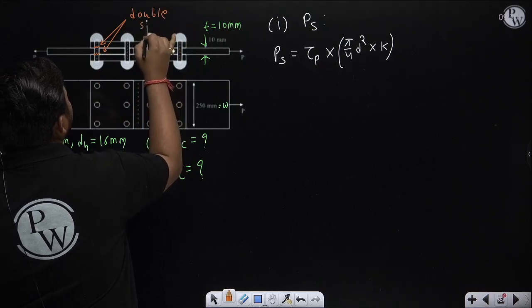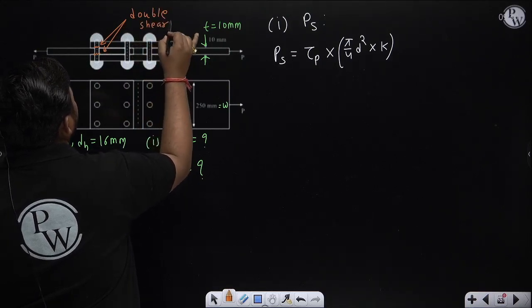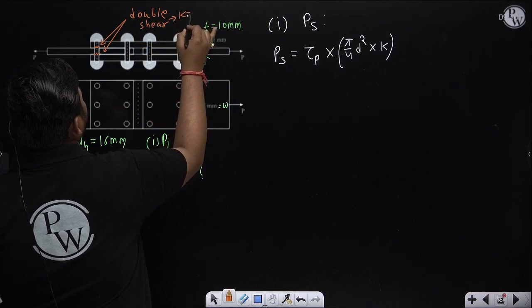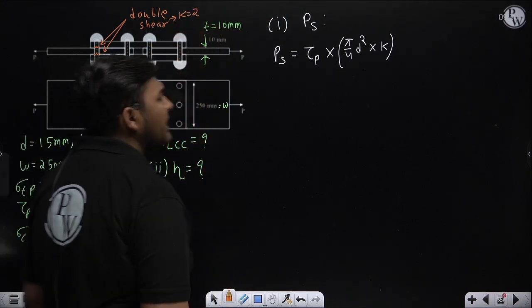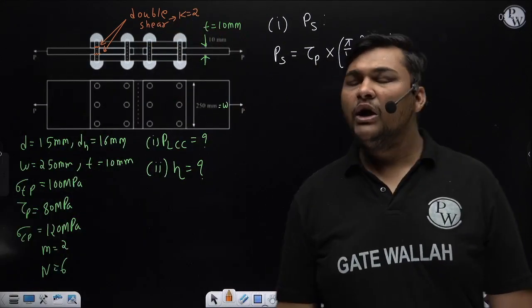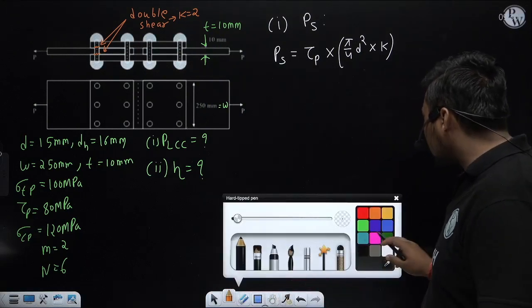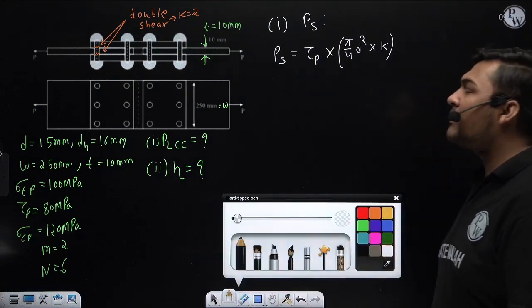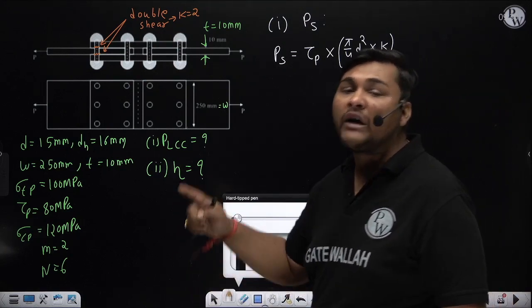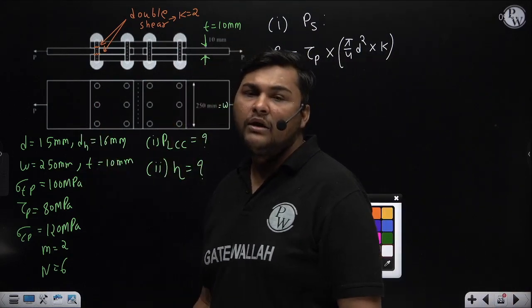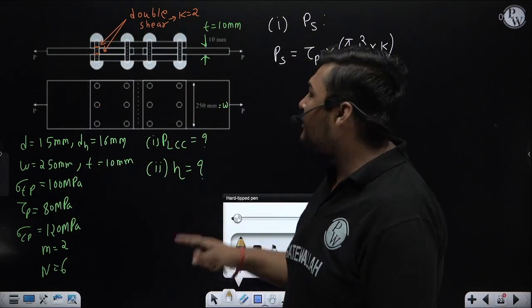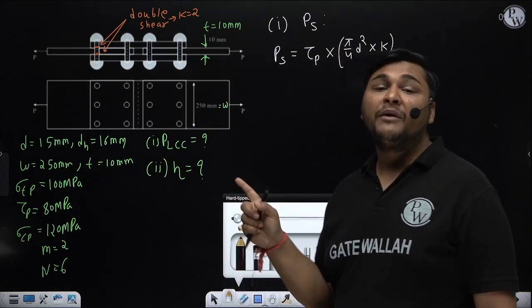And since it is subjected to double shear, the value of k will be equal to 2. So k is 2 because it is subjected to double shear. So this is the shear area of one rivet. Now what will be the total shear area? Shearing failure will occur when shearing of all rivets in each plate occurs. So to calculate the total shear area, we are going to multiply by the number of rivets per plate.